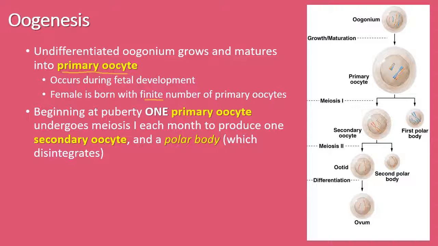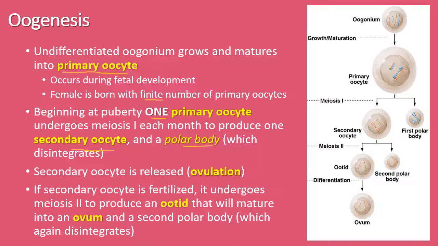So when puberty begins, 1 primary oocyte will undergo meiosis I to produce 1 secondary oocyte and a polar body that pretty much dies. It may or may not divide again, but if it does, it disintegrates. It doesn't become an egg or anything. The secondary oocyte that gets produced is then released, and that process is called ovulation. This occurs once a month for the most part. 1 primary oocyte becomes 1 secondary oocyte, which gets released through ovulation.